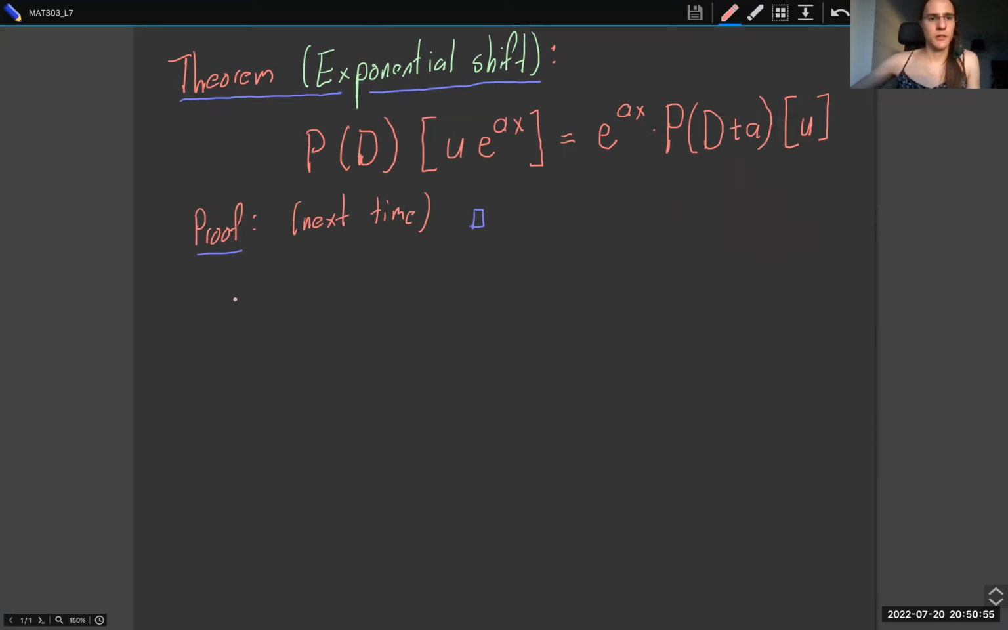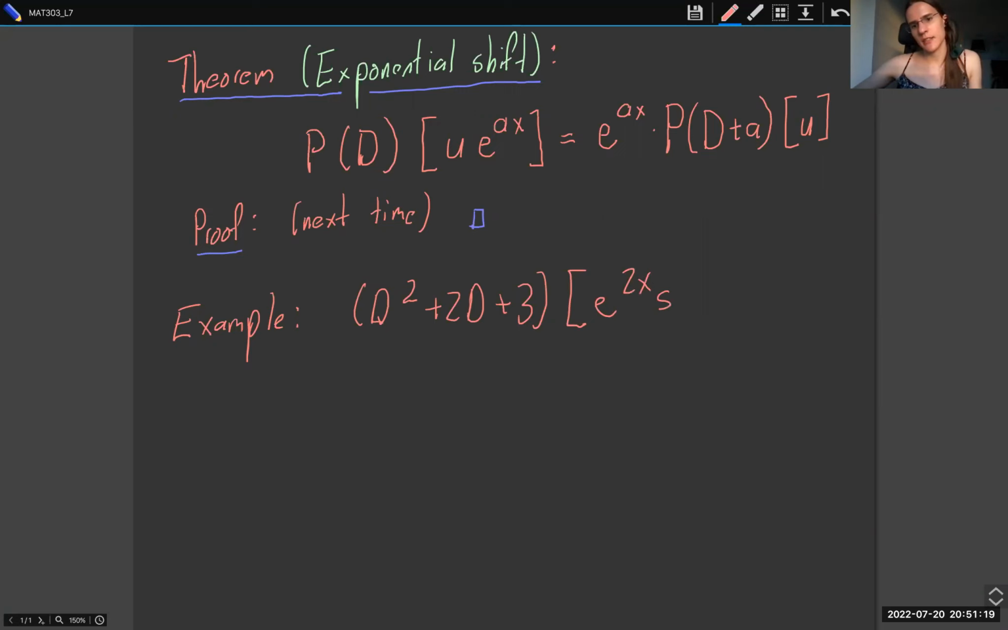And let's do an example. So let's say we consider the differential operator D squared plus 2D plus 3. And we're going to apply this to e to the 2x sine x. Now you could manually compute this, and it would actually be very painful and very boring. Let's use the exponential shift theorem.